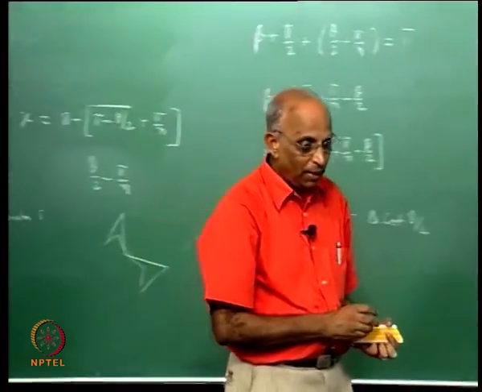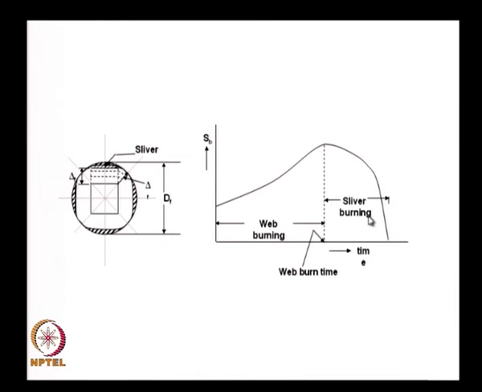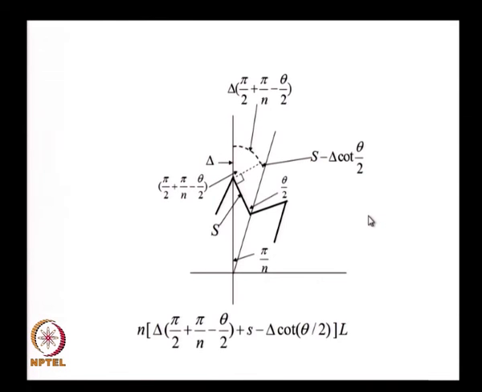Therefore, let us just conclude by taking a look at these particular slides. This was for the rectangular grain. We said towards the end, when the vertex meets the outer diameter, the balance is what is known as a sliver, and you have web burning up to this particular time, differentiated into web burning and sliver burning. Then we came to the star grain, and for the star grain we did the same thing. We calculated this angle, we found that we had to subtract, and that this is equal to S minus delta cot theta, the total value of the burning surface area.